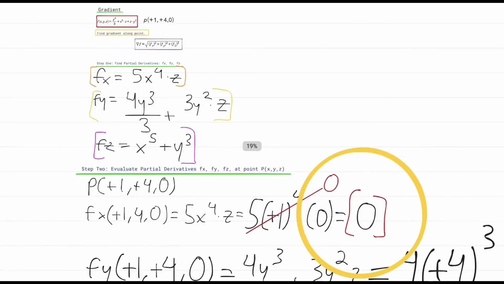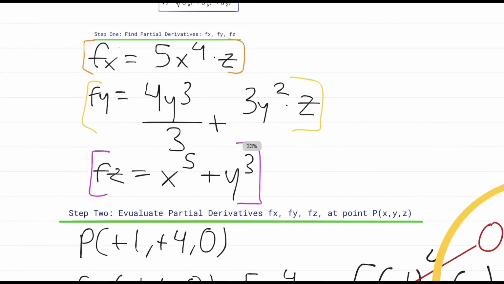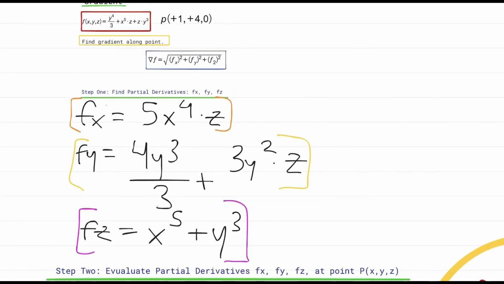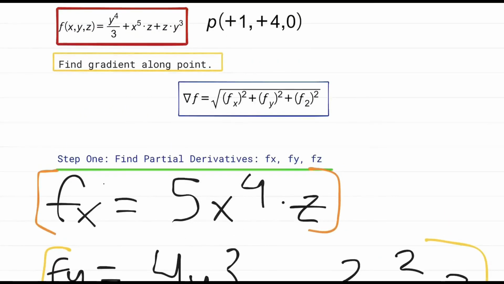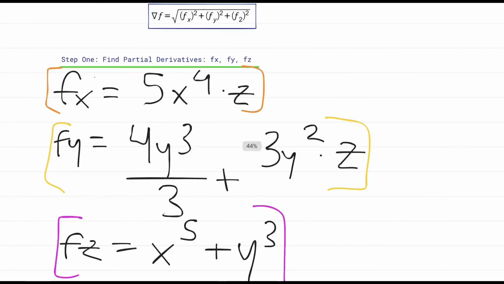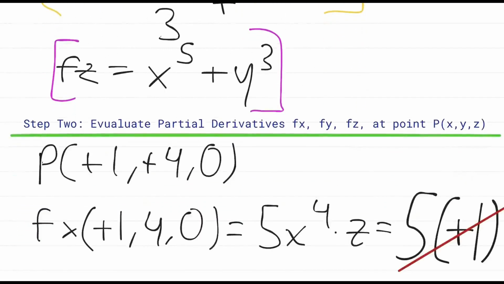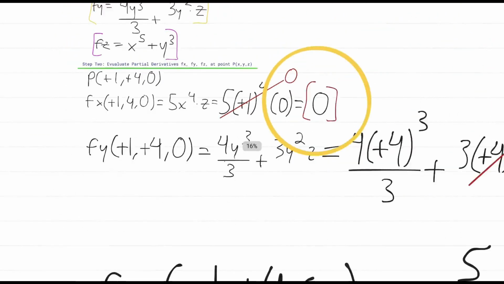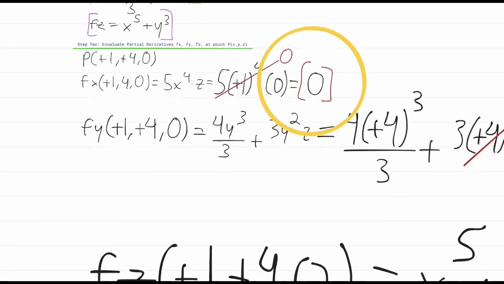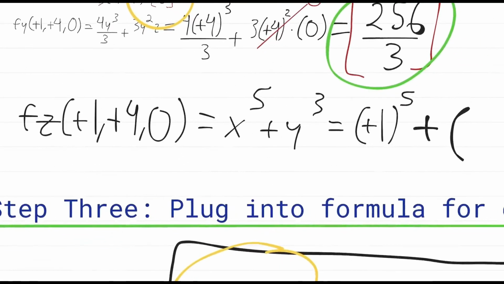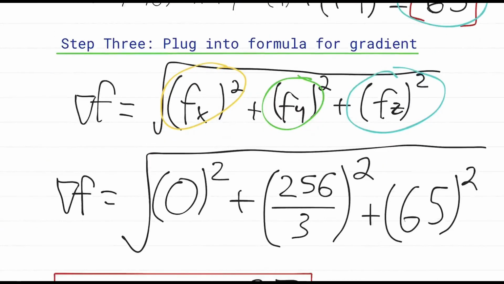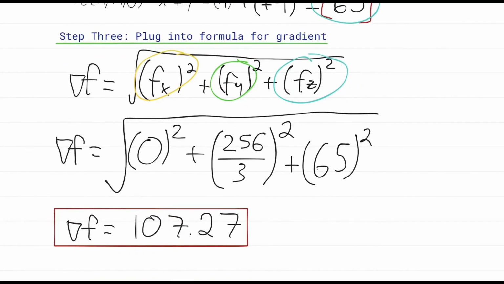In quick retrospect, I'm going to go over what I just did for this whole problem in about 30 seconds. In step 1, the first thing we do is find the partial derivatives of the multivariable function that was given to us, which was y to the 4th divided by 3 plus x to the 5th times z plus z times y cubed. We found partial x, partial y, and partial z. The derivatives were very simple because no special derivatives were needed; we just used the power rule. In step 2, we evaluated by plugging in the point x, y, and z for partial x, partial y, and partial z. We got the values 0, 256 over 3, and 65. And in step 3, all we did was plug them into the formula for the gradient.